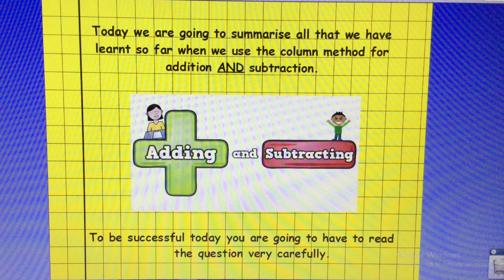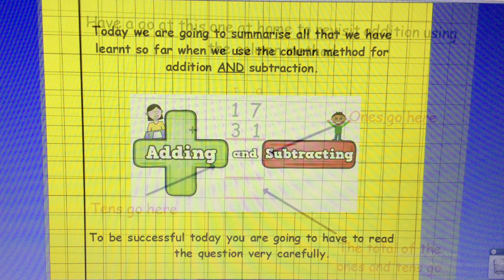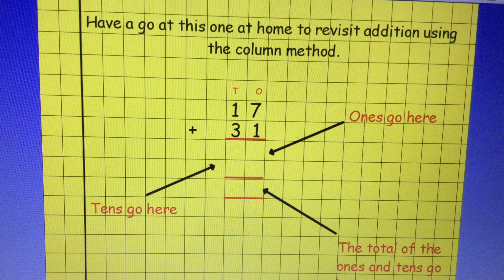Today we're going to summarise all that we've learnt so far when we use the column method for addition and subtraction. So it's really important that you keep your eyes on those calculations to check which symbol you are using. Just to refresh your memories of the column method for addition, grab yourself a piece of paper and a pencil and follow along with me. Remember, keep your eye on that symbol and check whether it's an addition or a subtraction.